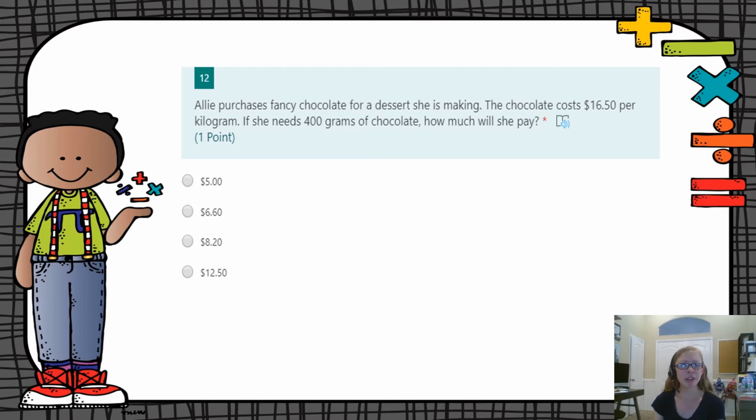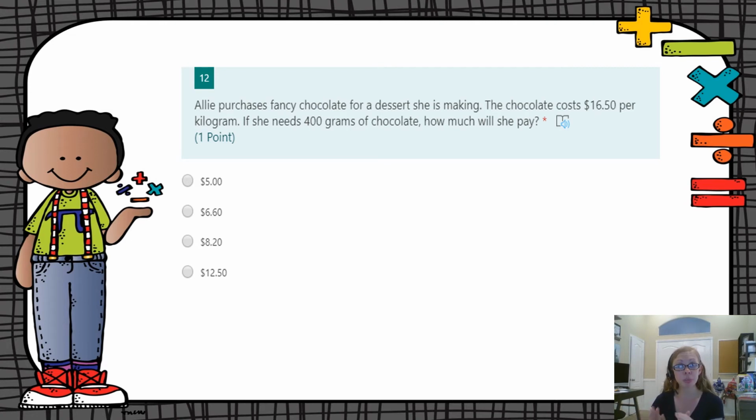Let's take a look at number 12. Allie purchases fancy chocolate for a dessert she's making. The chocolate costs $16.50 per kilogram. If she needs 400 grams of chocolate, how much will she pay? Well, I know that I'm going to need my final answer in the cost per gram, but they gave us the original cost per kilogram. So I'm going to need to do some converting here first.